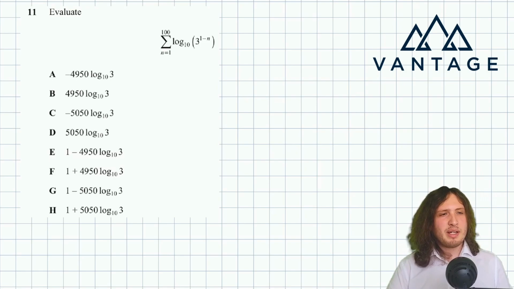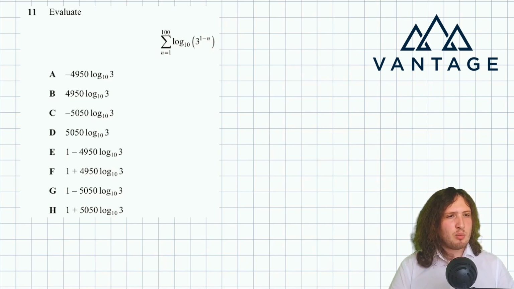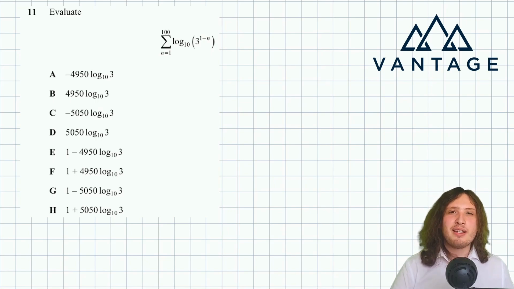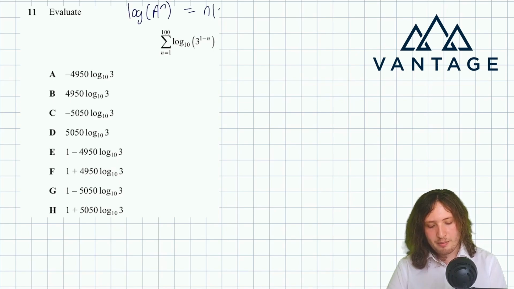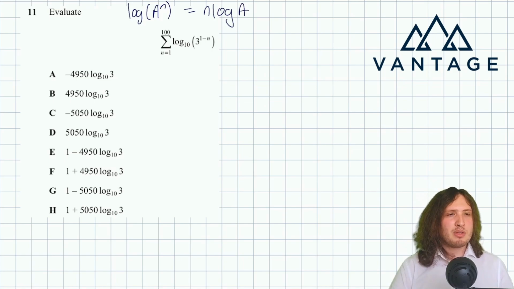In this question, we need to evaluate the sum from n equals 1 to 100 of log base 2 of 3 to the 1 minus n. So I think a couple of things should be at the forefront of our minds. Firstly, whenever we see a log in a TMUA question, we should be thinking about log rules. In particular, I've got log with a power in it here. That brings to mind the log rule that log of a to the n is n log a. I can bring a power out as a multiple.